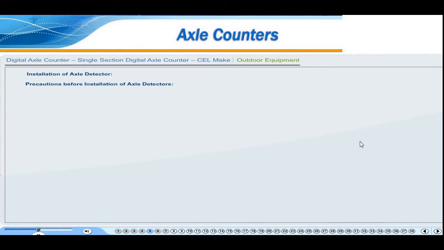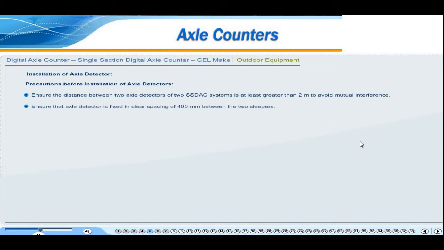Precautions before installation of axle detectors. Ensure that the distance between two axle detectors of two SSDAC systems is at least greater than 2 meters to avoid mutual interference. Ensure that the axle detector is fixed in a clear spacing of 400 millimeters between the two sleepers. Ensure the size of the rail. Height of 90-pound rail is equal to 142.55 millimeters. Height of 52 kilogram rail is equal to 156 millimeters. Height of 60 kilogram rail is equal to 172 millimeters.